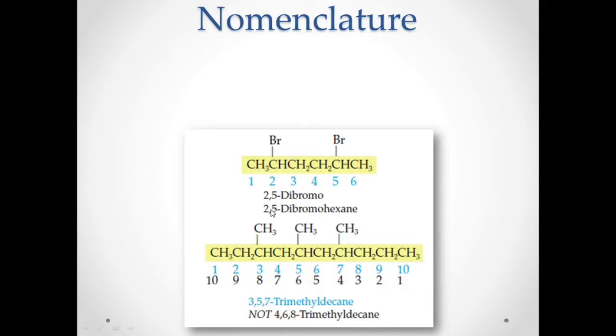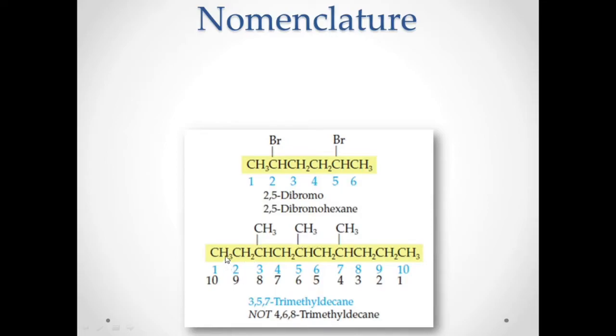So 2,5-dibromohexane. Okay, so your parent has 6 continuous carbon chains, so that is hexane. Okay, then you have your 2 bromos attached to carbon number 2 and carbon number 5. So the name would now be 2,5-dibromohexane. Okay, the next example.